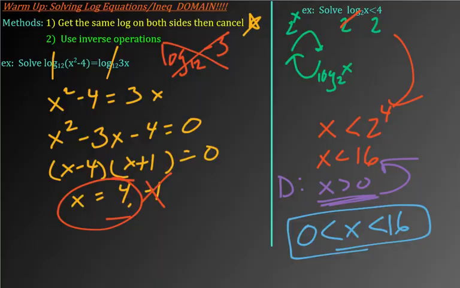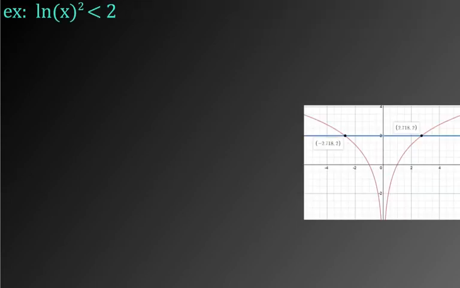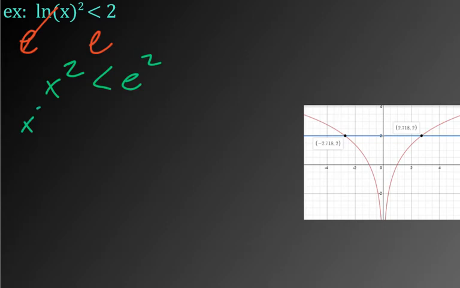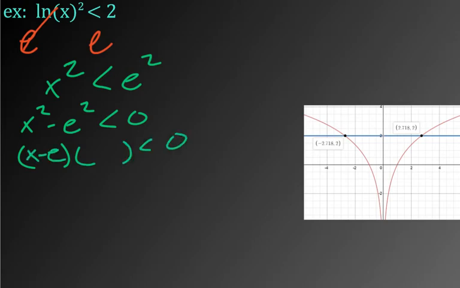So this one is kind of like this example where we just use inverse operations. So if I use inverse operations, I'd have to use e, right, to cancel natural log. So e to the natural log of x squared will cancel, and then e squared. So these cancel, and they reduce down to x squared is less than e squared, right? So then you have a quadratic, right? It's a nice one. It factors into x minus e and x plus e, right?